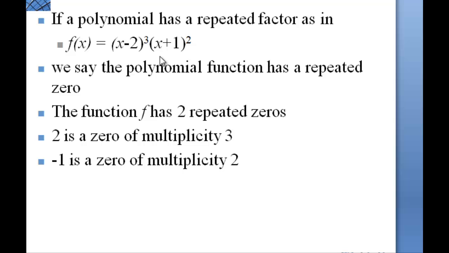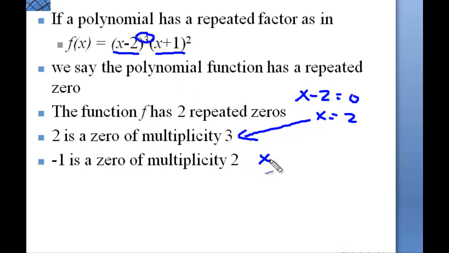Let's take this polynomial that's been factored. f of x equals x minus 2 to the third times x plus 1 squared. We say that this polynomial function has a repeated 0. It has two repeated zeros because this 0 repeats and this 0 repeats. So if we solve that, we'd have x minus 2 equals 0, so x equals 2, and that is repeated 3 times. And the same thing, x plus 1 equals 0, so x equals negative 1. That negative 1 is a 0 of multiplicity 2.